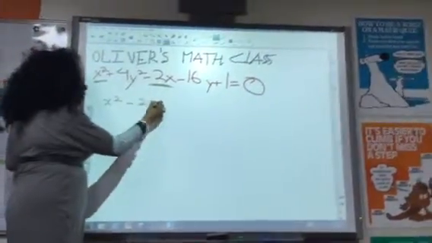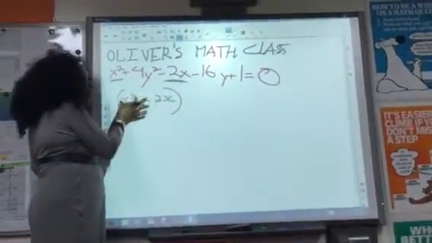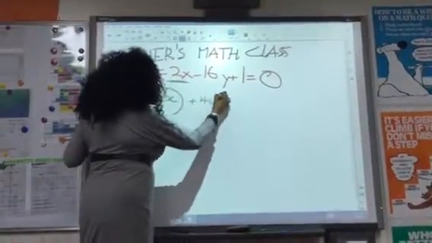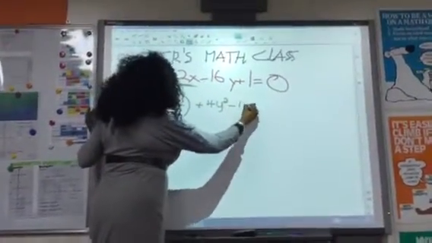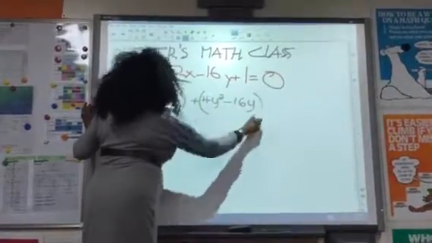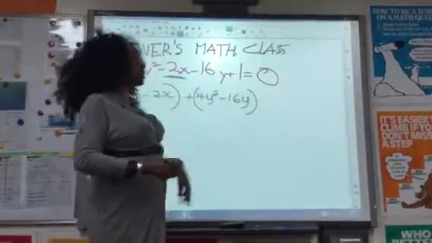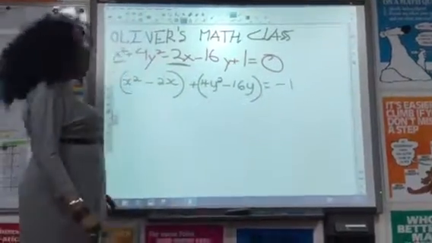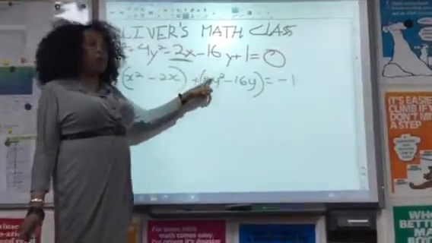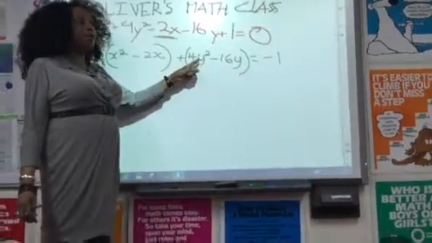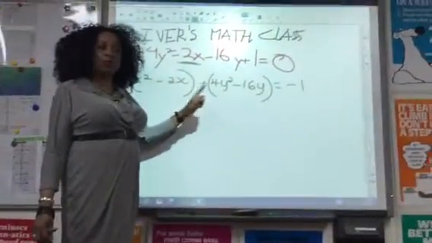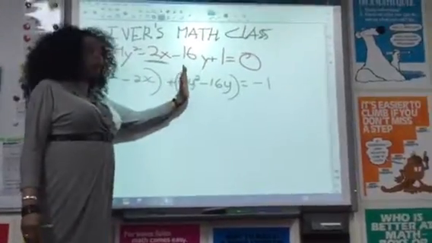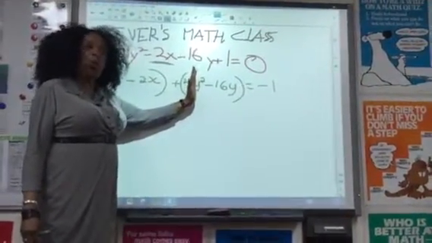Minus 2x. So these are the x variables. Then you're going to put 4y squared minus 16y. Alright, you're going to subtract 1 on both sides, so you're going to end up with a negative 1. Do you see that, Oliver? No, because the coefficient of y squared is 4. You have to factor out the 4.